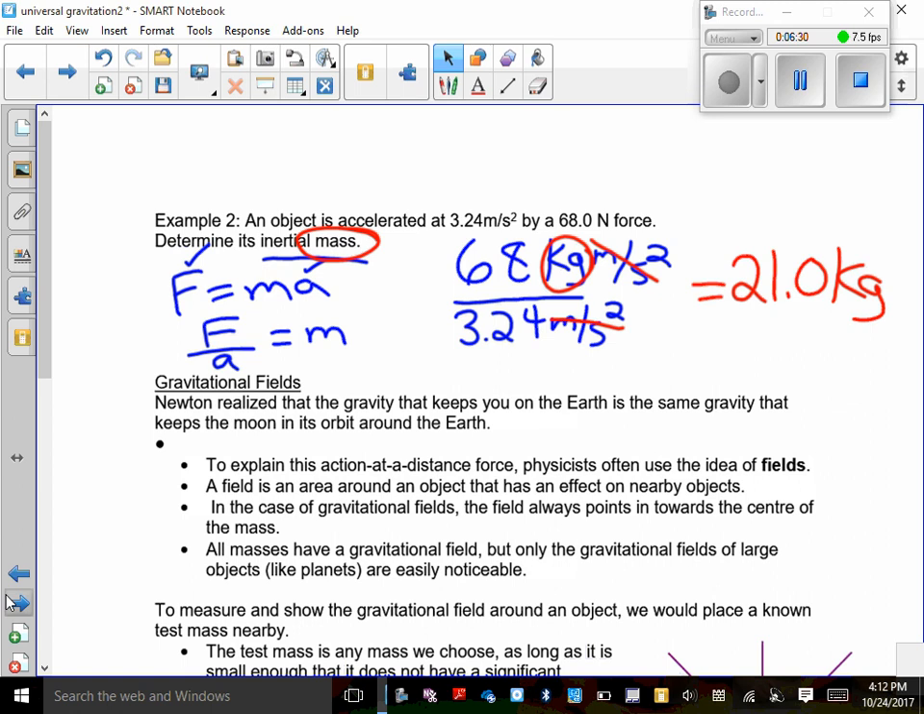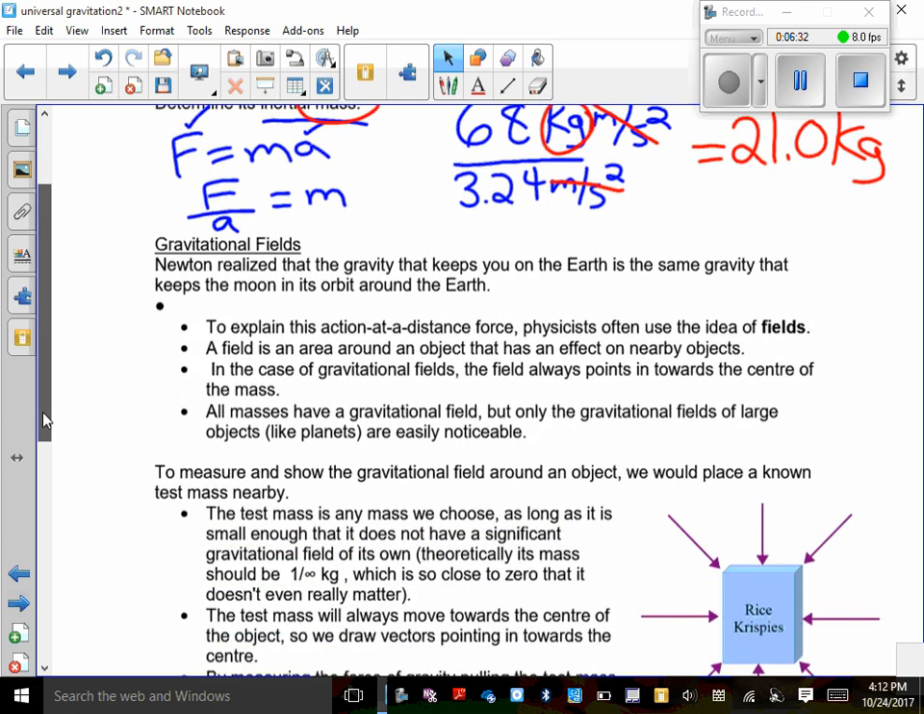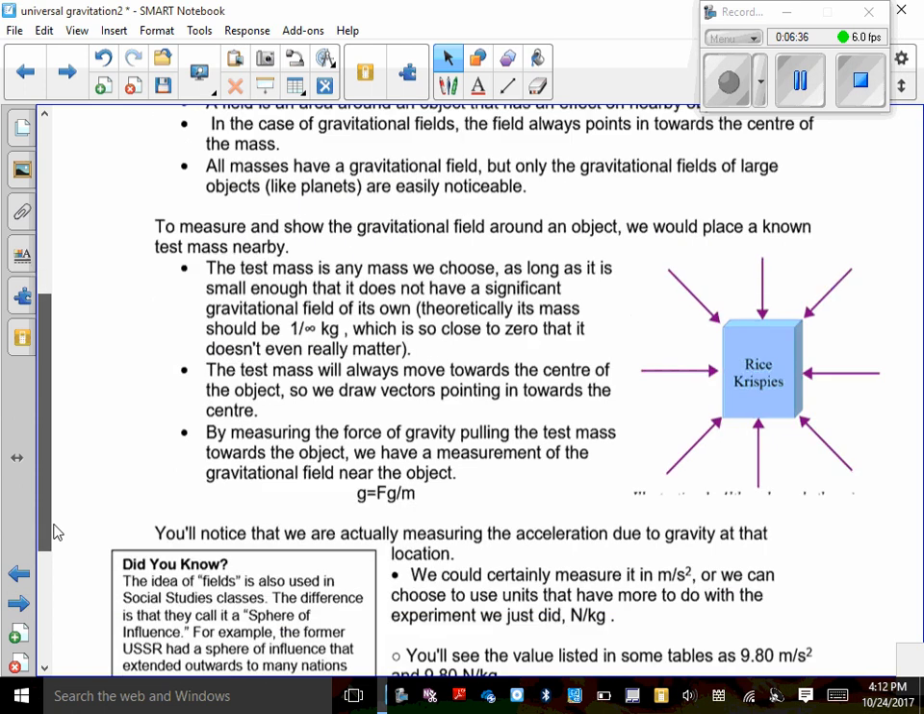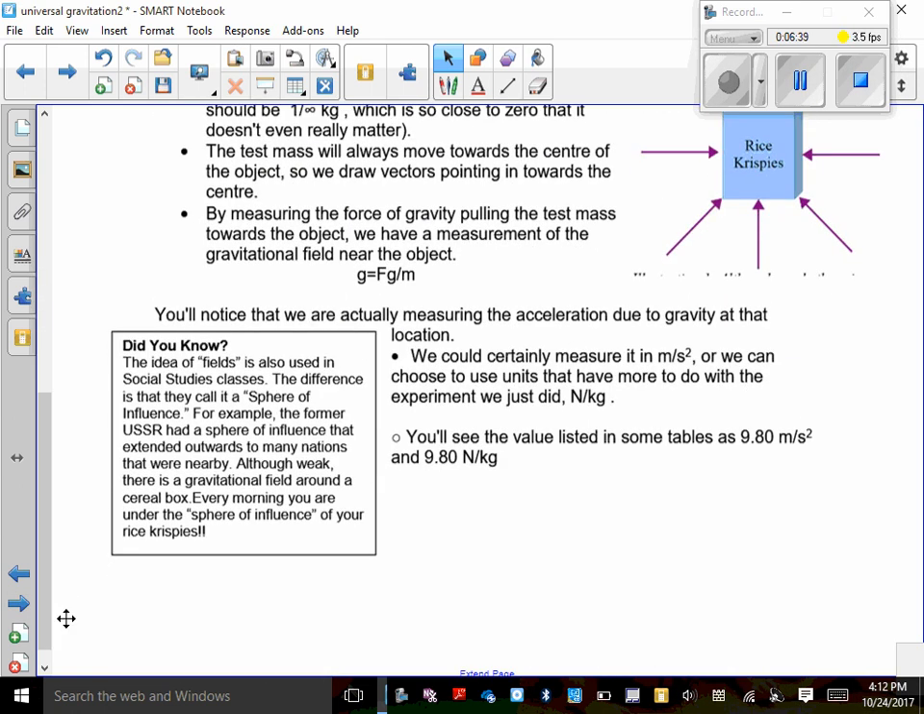Okay. The next thing you're going to go through is gravitational field. Just the idea of what a field is. I start talking about Rice Krispies and even social studies. One thing I'm going to note right here, 9.80, 9.80, I believe that our text where I got this resource, it did 9.80.